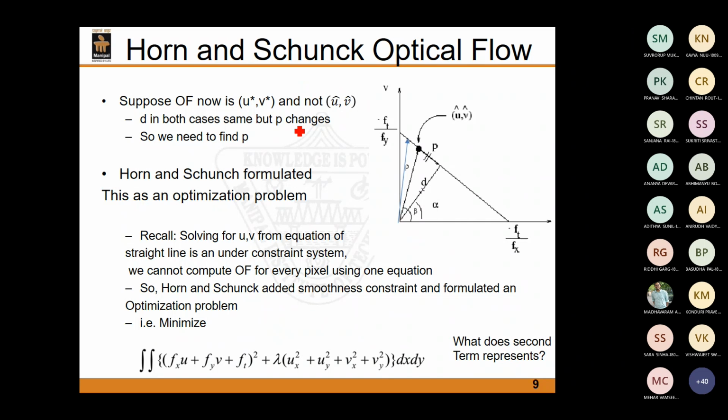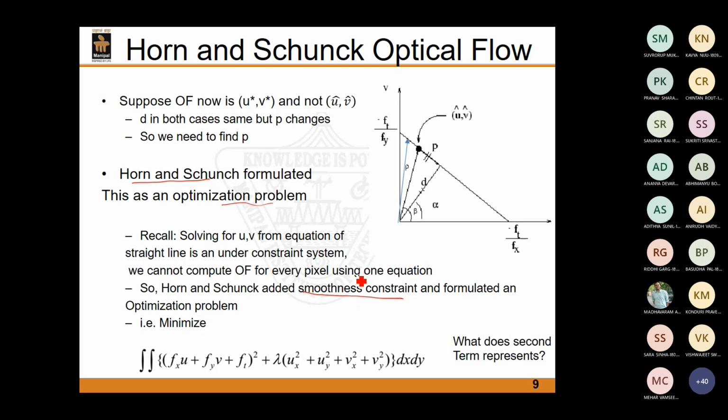So here, in order to solve this particular problem, Horn and Schunck formulated this as an optimization problem. What they did was they introduced an additional constraint to the problem. By adding an additional constraint, they tried to approach the optimization in a better way, to find the optimal solution in a better way. The additional constraint which they put is basically the smoothness constraint.